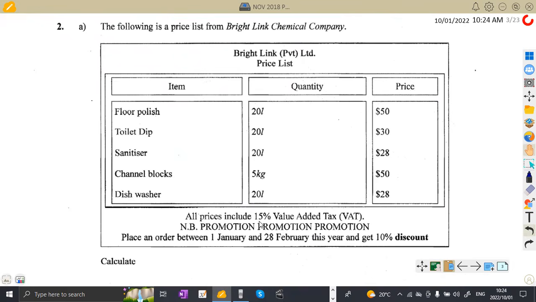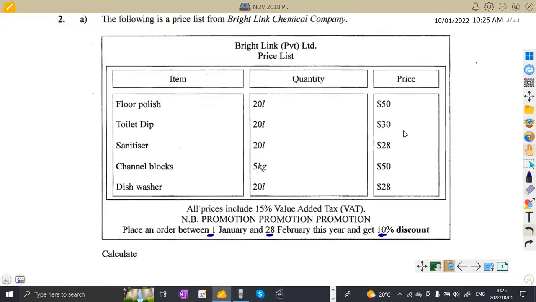Remember, whenever you buy, there's a tax which is given. Then NB, promotion, promotion, promotion. There was a promotion which was going to take place here: place an order between 1 January and 28 February this year and get 10% discount. So that is on a certain consideration. Okay, so let us see what they are trying to ask us here.